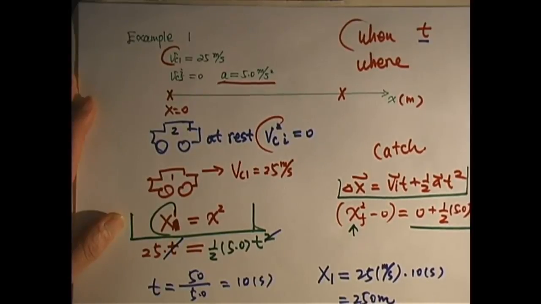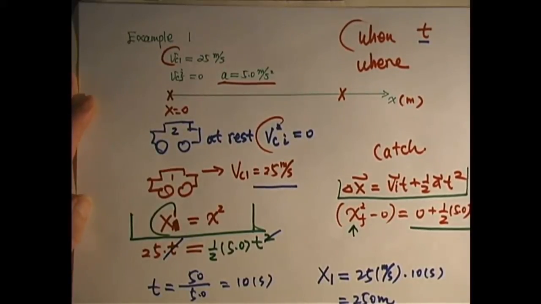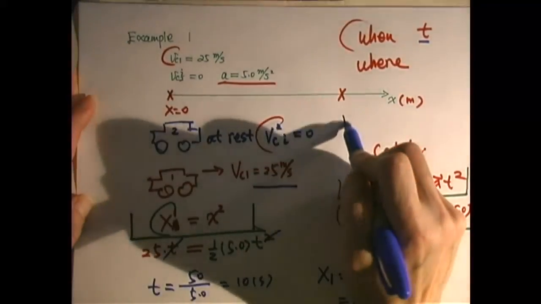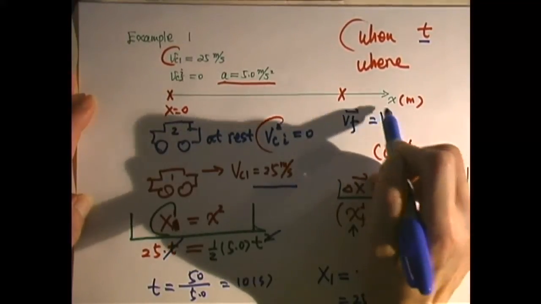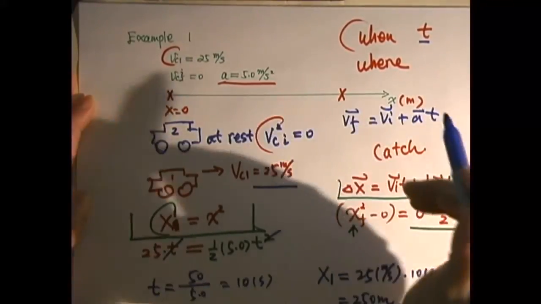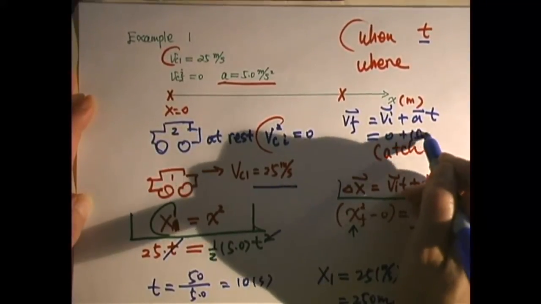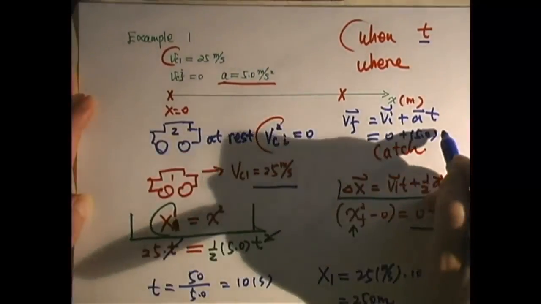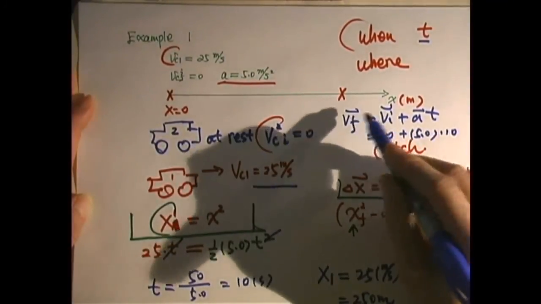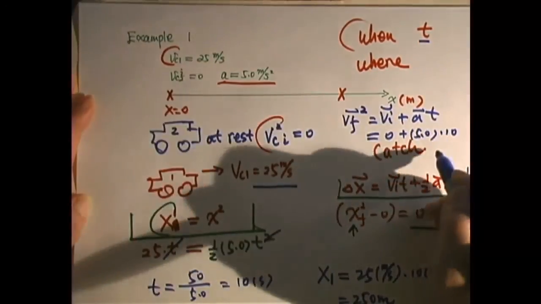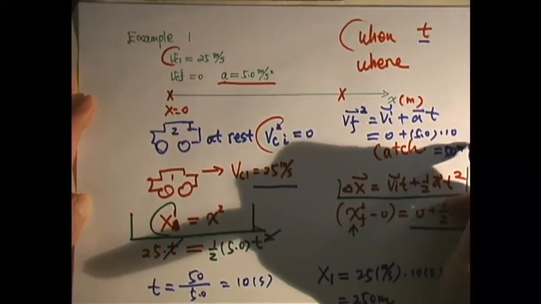However, at that time, car 1 will still keep this constant speed or constant velocity, 25 meters per second. What will be car 2's velocity? Then we're going to use this equation: final velocity equals initial velocity plus at. For car 2, initial velocity is 0. Acceleration is positive 5.0 because it started to accelerate. Time is 10 seconds. So the final velocity for car 2 is 50 meters per second.